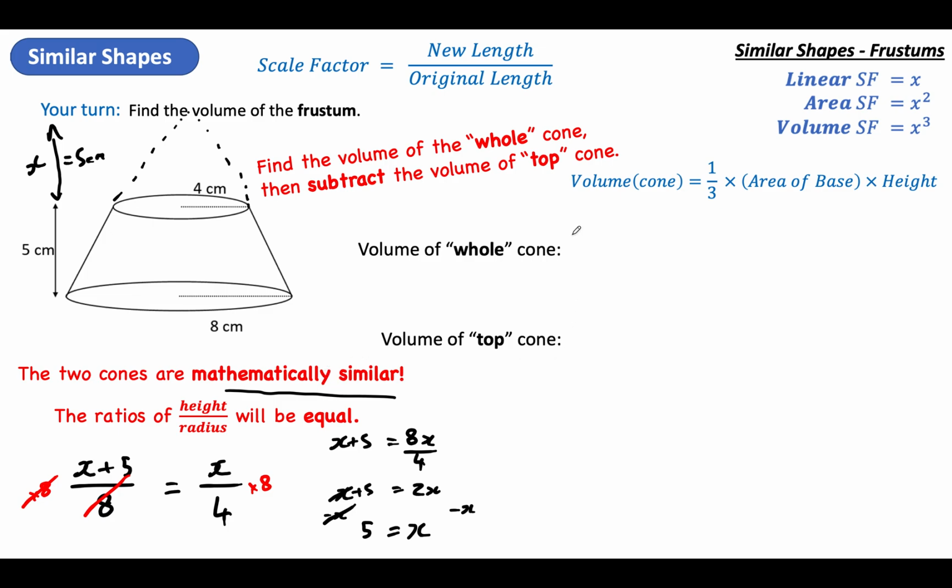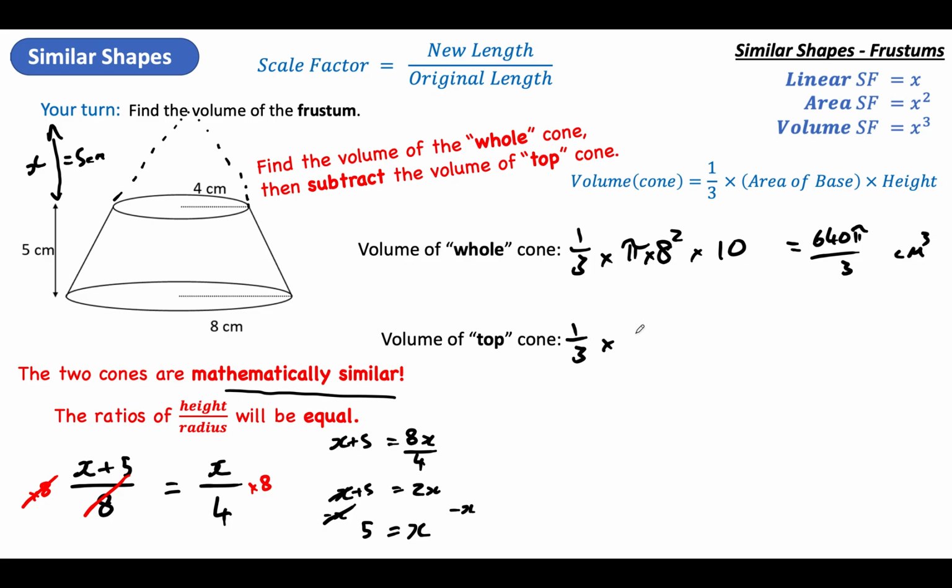So that top bit there is also 5. Both heights here are sections of 5, right? So the volume of the whole cone is 1/3 times the area of its base, so pi times radius squared, pi times 8 squared, times by the height, and that's 10 because it's the whole height of the big cone. And I don't even need a calculator for that. That's 640 pi over 3 centimeters cubed.